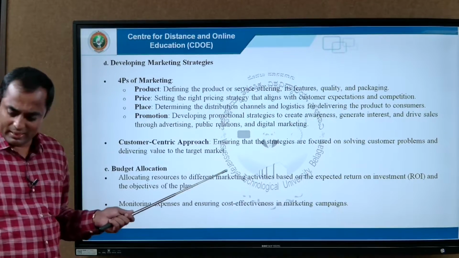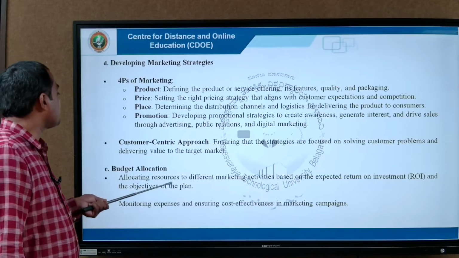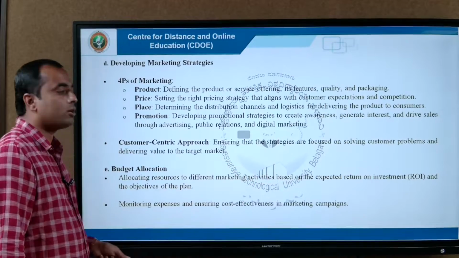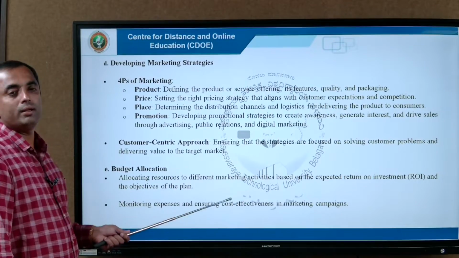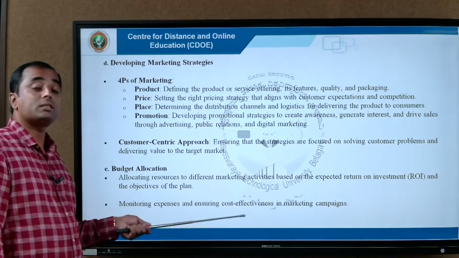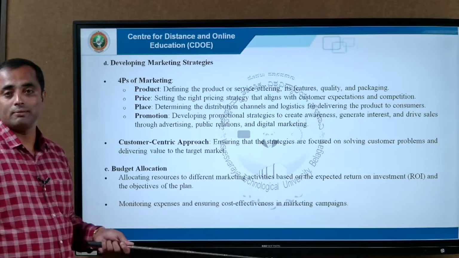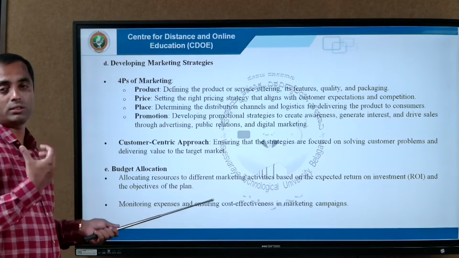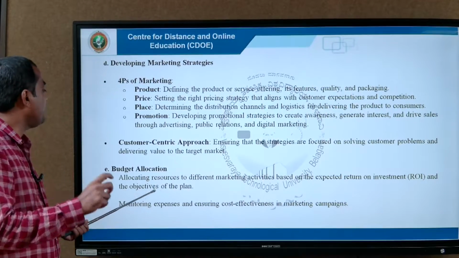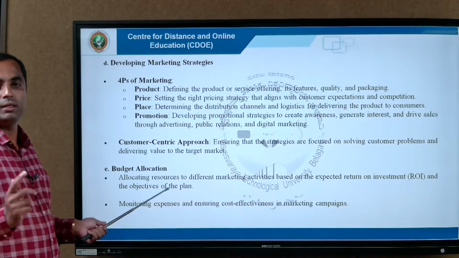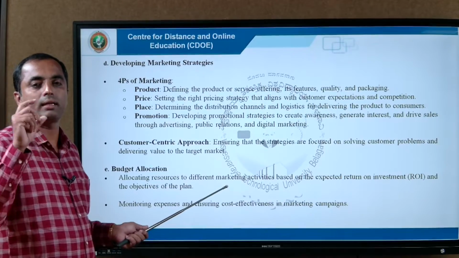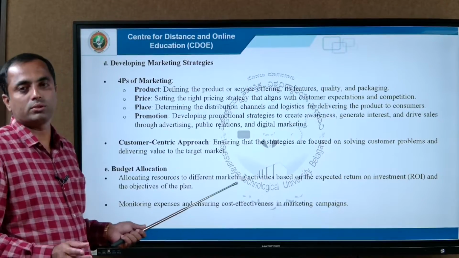Then the next step is budget allocation. In this budget allocation, you allocate resources to different marketing activities based on the expected return on investment, ROI, and the objectives of the plan. So monitor expenses and ensure cost effectiveness in marketing campaigns. So you should be more cost effective. You should plan your budget in such a way that it is going to be beneficial to the organization and also to reach the targeted marketing plan and the goals. So that is important.